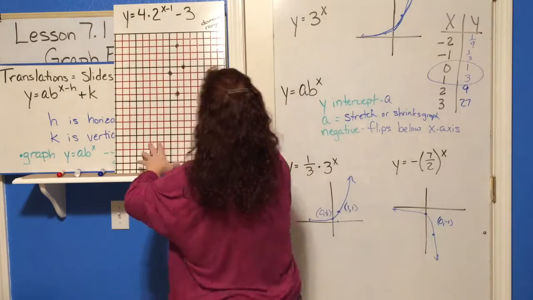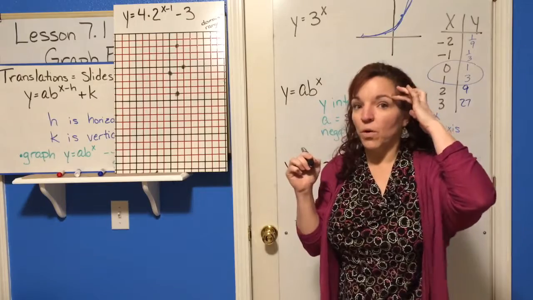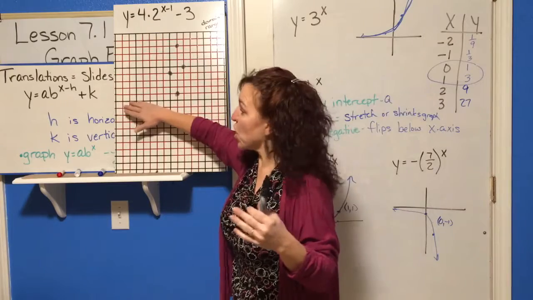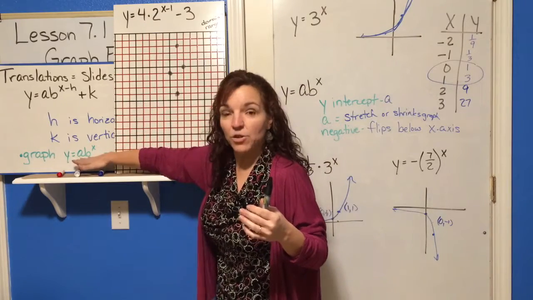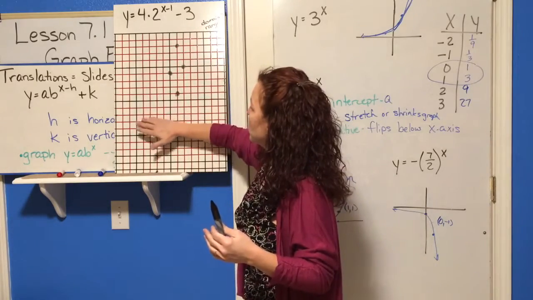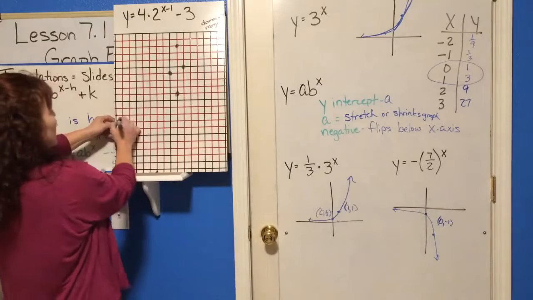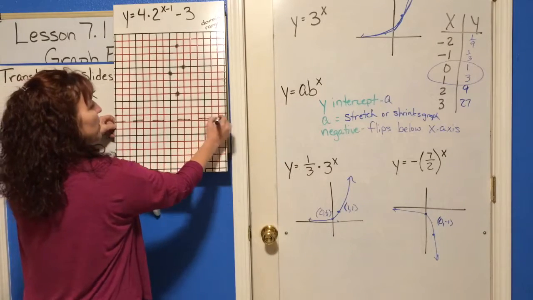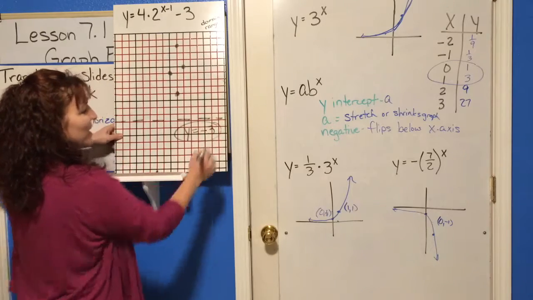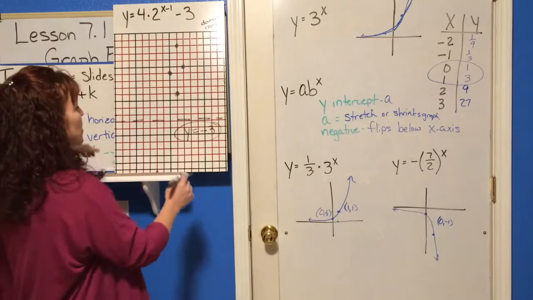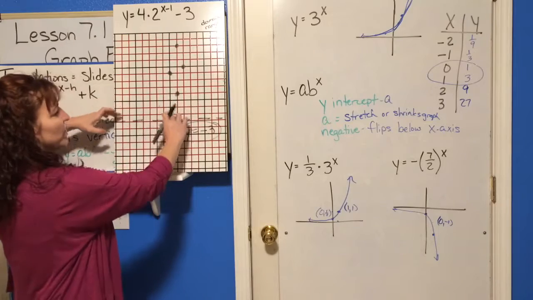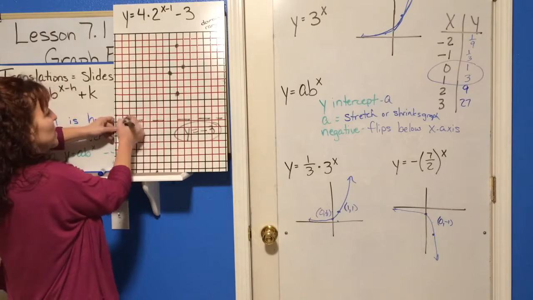Now the tricky thing is you've got to make sure that you have the right asymptote. My asymptote was the x-axis because that's where it started. That's where it always is if you don't have an h and a k. So because I moved down 3, 1, 2, 3, my asymptote now is -3. So y equals -3 is my asymptote. This line of -3 then becomes my asymptote.